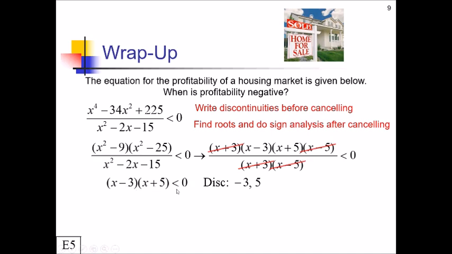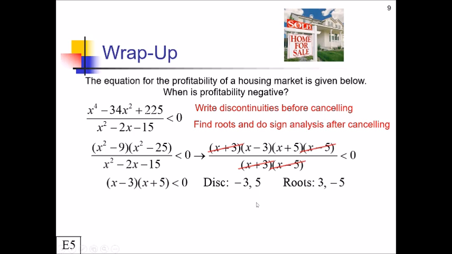Now with that, I can find my roots. That's going to be positive 3 and negative 5. Notice the roots are the things that zero this out after I cancel out common factors. All right, so let's go ahead now and pause the video and see if you can do the sign analysis based off of this.